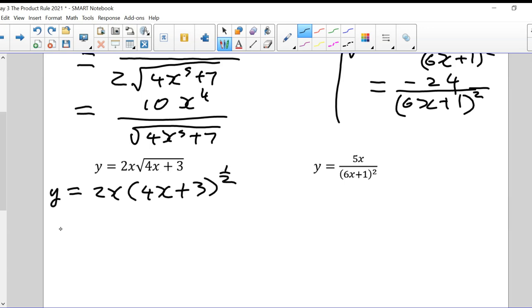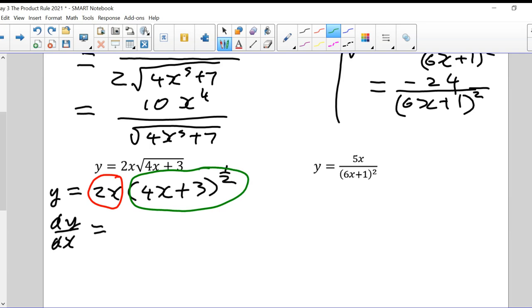Product law says, for my dy dx, derive the first one. So I'm going to circle the first. There are two functions at play here. There's this function, and then there is this function, and they're being multiplied together. So the first function, when I derive it, would just be 2. Then I'm going to multiply that by the second function underived, which means it's still going to be 4x plus 3 to the power of a half.